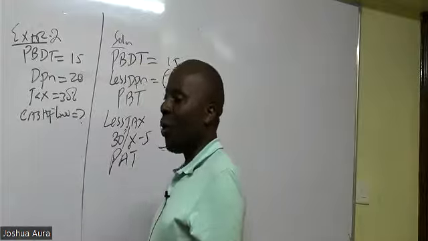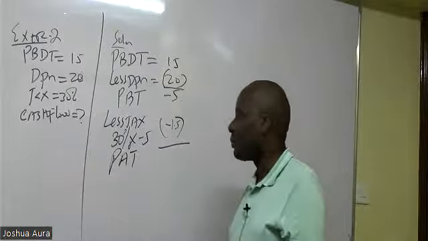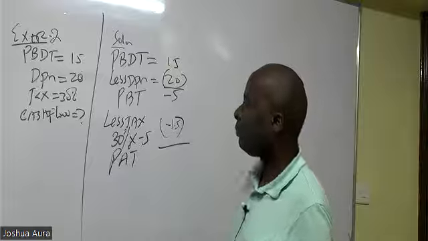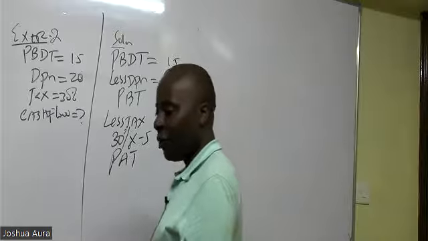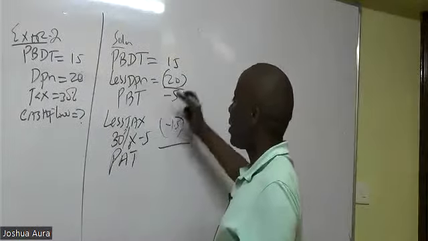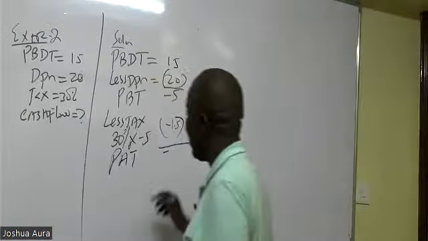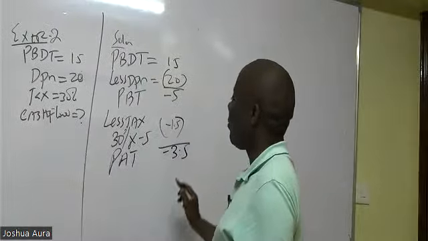I can't work with one student's answer only. That's quite risky for me. Minus 3.5, because we have minus 5, minus minus 1.5. So this gives me minus 3.5. Thank you so much.